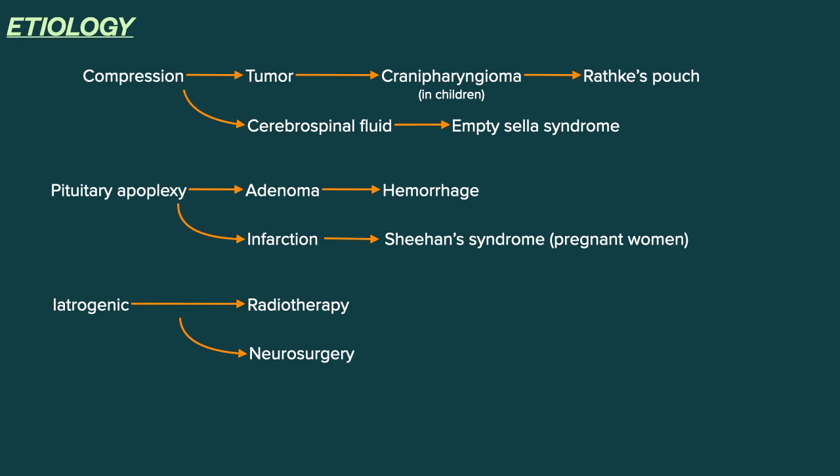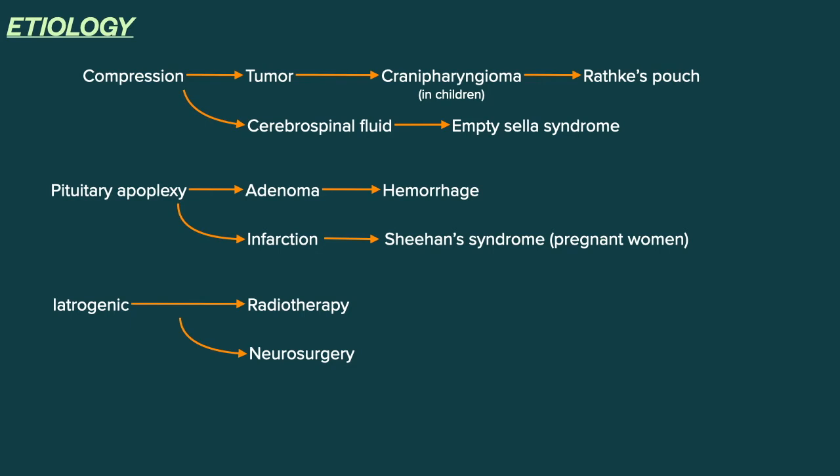In adults, the most common cause of compression is a pituitary tumor or adenoma, and in children, the tumor is usually a craniopharyngioma. Craniopharyngiomas are pituitary tumors that develop from the cells of Rathke's pouch, a structure that normally develops into the anterior pituitary gland during fetal development.